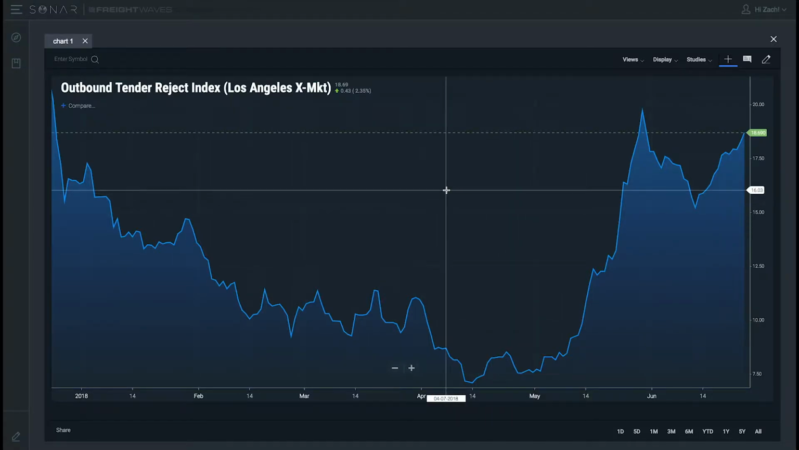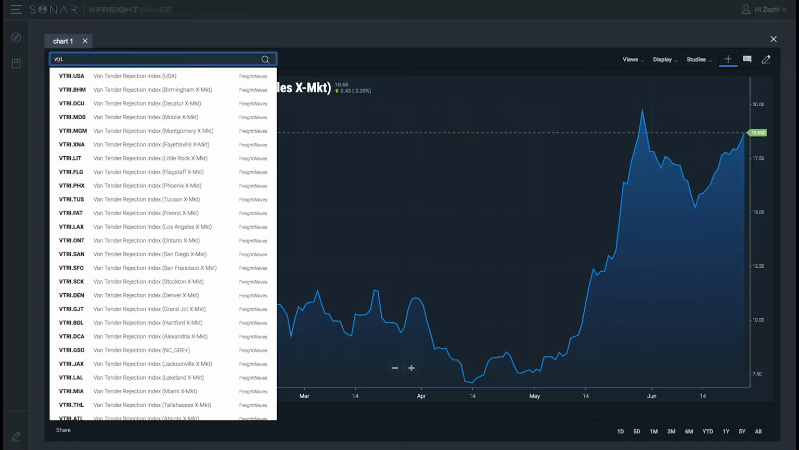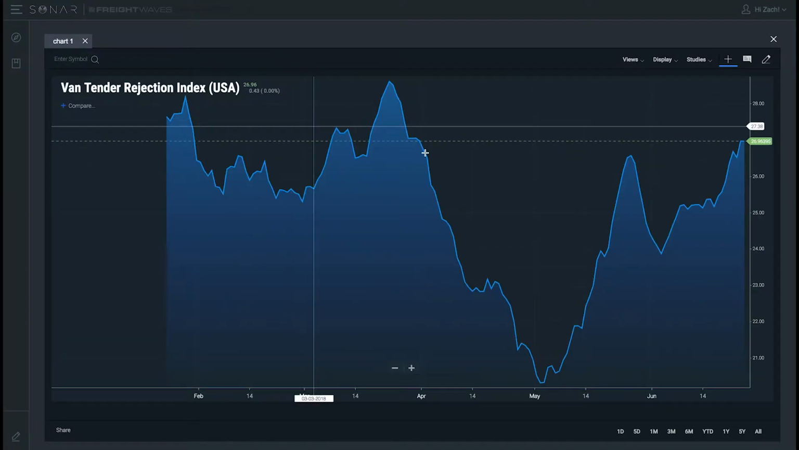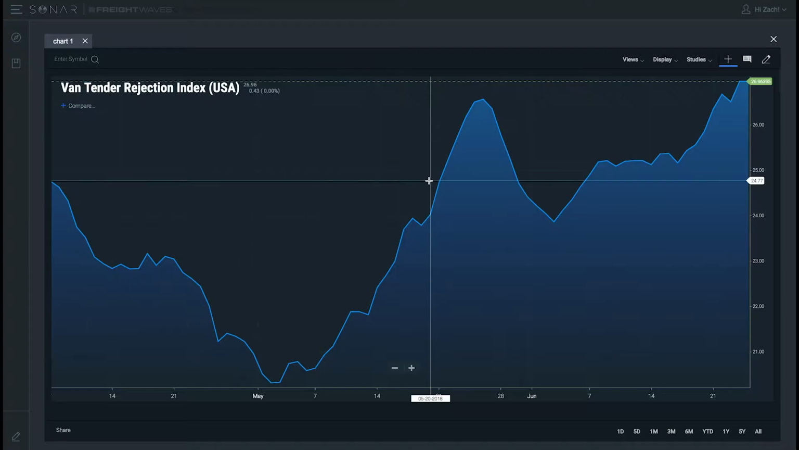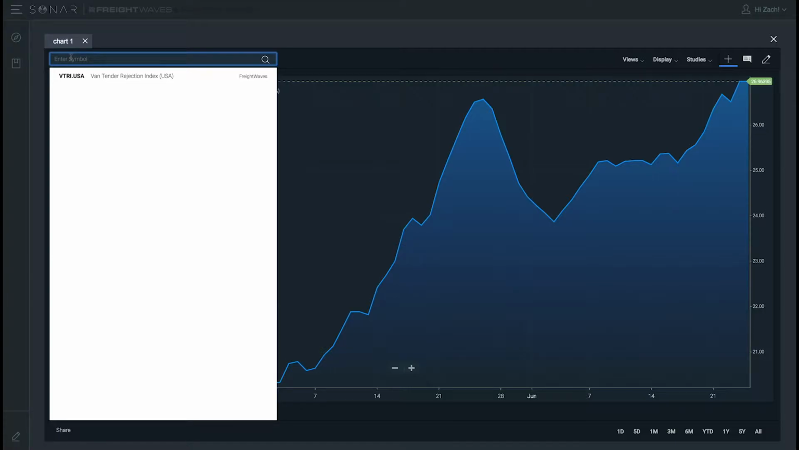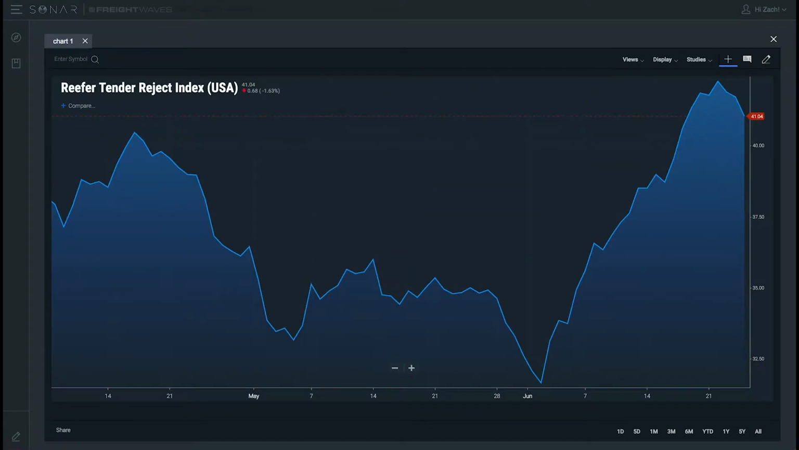All right, so I'm going to move on to the other versions or organizational levels of the tender rejection index. Next up we have the equipment type indices, and that is divided into van, flatbed, and reefer. I'm going to start with the van, and it's going to be pretty close to the national, because the majority of the freight moving is on the dry van side. So it's going to look very close and similar to the standard O-Tri, but it is going to allow you to separate your tender rejection indices into equipment types, and the R-Tri, or the reefer tender rejection index, is going to give you the temperature controlled tender rejections.